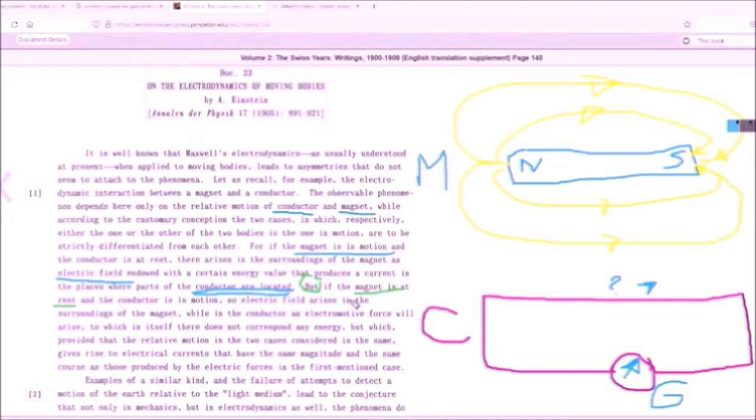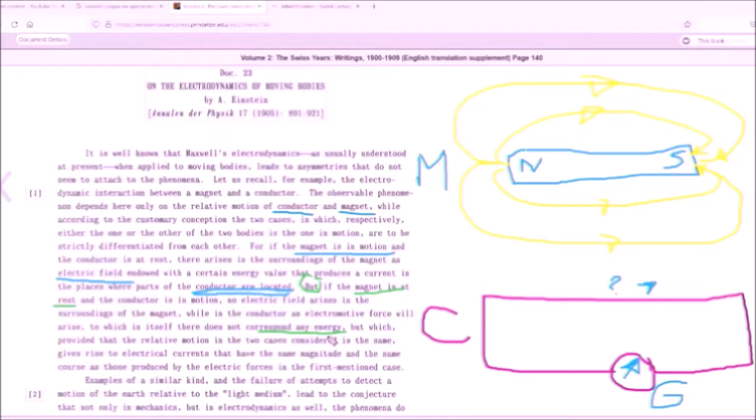No electric field arises in the surrounding of the magnet, while in the conductor an electromotive force will arise, because the current is produced in it if you move the wire. To which? To that electromotive force in itself. There doesn't correspond an energy. If you have electromagnetic force, you have to have energy.